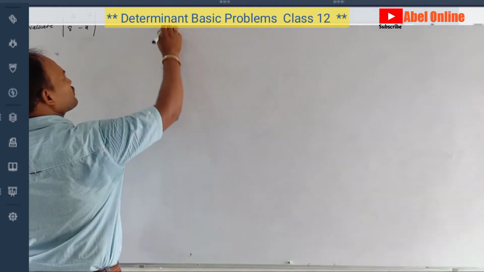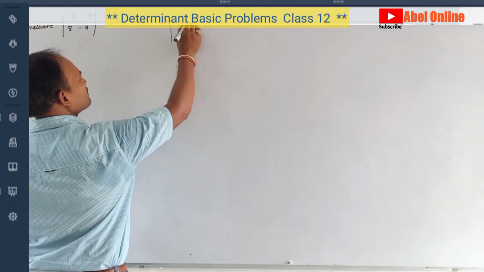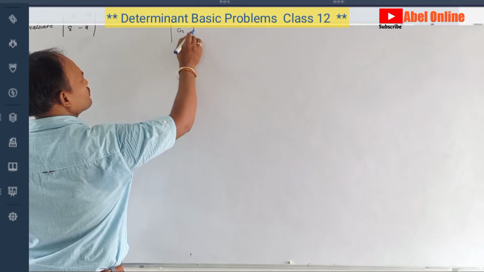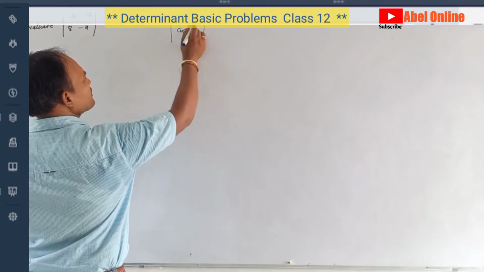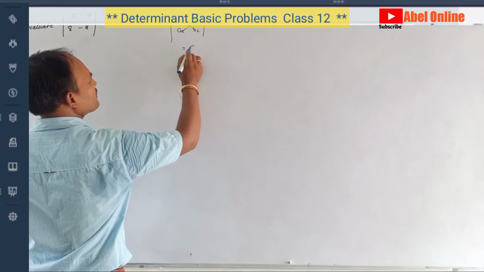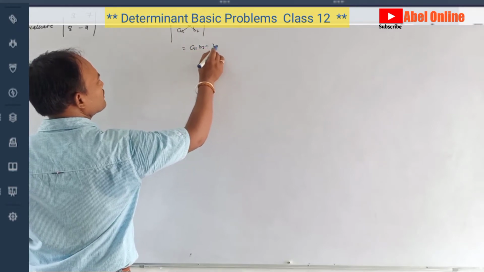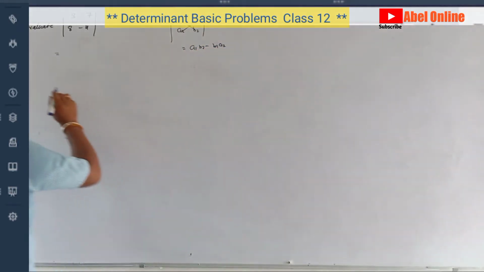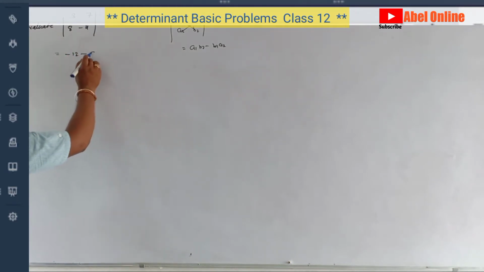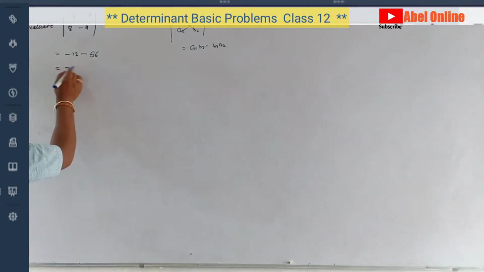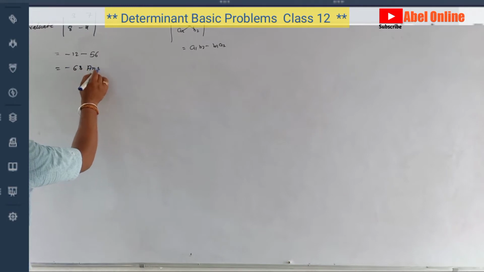If the question is like this, a1, b1, a2, b2, then how can we solve? We have to multiply this by this and this by this, and you have to use a negative sign. So we can say a1 b2 minus b1 a2 is the answer. So what is the answer? -12 minus 56. So students, your answer is -68.